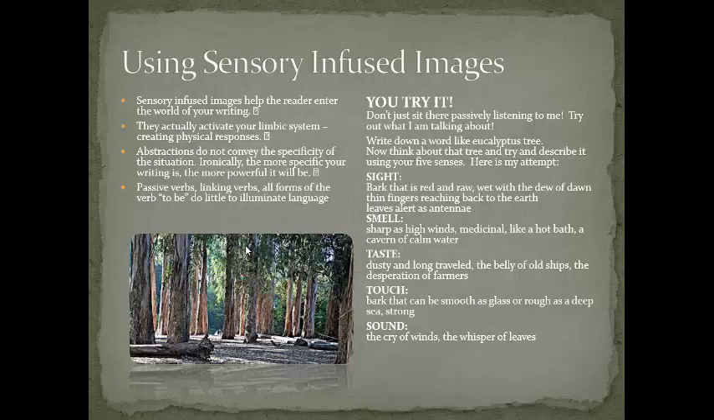Now we're going to move on to touch. Imagine that you're feeling the bark, the leaves, the area around a eucalyptus tree. Go ahead and start. I wrote, bark that can be smooth as glass or rough as a deep sea, strong soil, damp from a new rain.